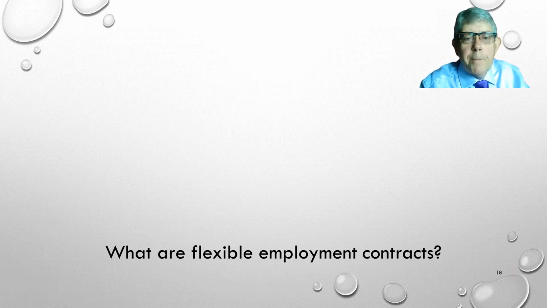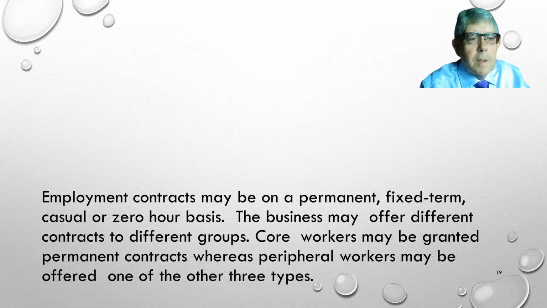What are flexible employment contracts? Employment contracts may be on a permanent, fixed term, casual or zero-hour basis. The business may offer different contracts to different groups. Core workers may be granted permanent contracts, whereas peripheral workers may be offered one of the other 3 types.